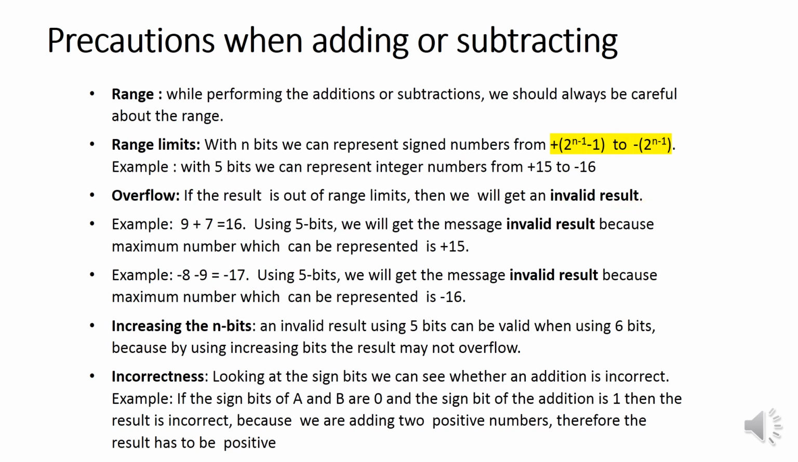Example, 9 plus 7 is 16. Using 5 bits, we will get the message invalid result, because the maximum number which can be represented is plus 15. And another example with negative numbers, minus 8 minus 9 is equal to minus 17. Using 5 bits, we will also get the message invalid result, because the maximum number which can be represented is minus 16.